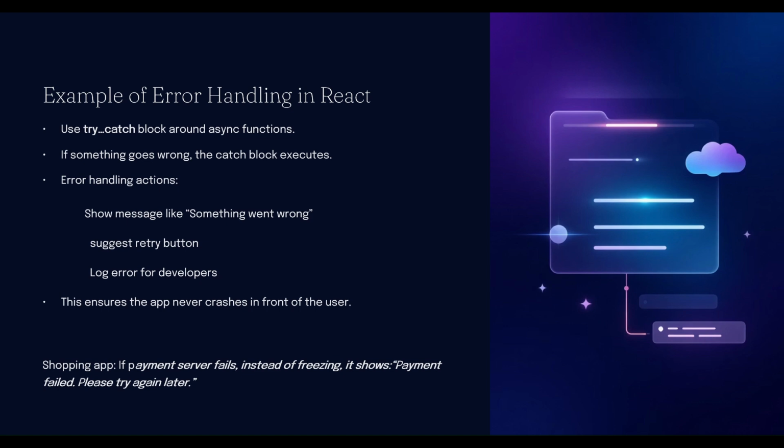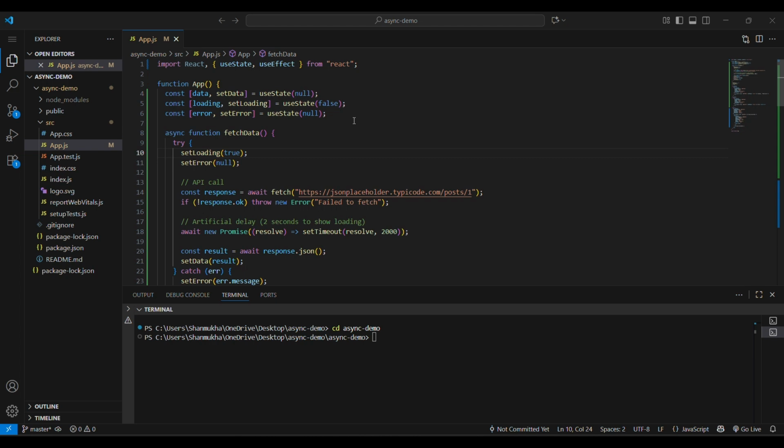Now we will see the code explanation. We have discussed loading states and error handling in theory. Let's quickly see a small React example to understand how it works in practice. A demo. Now we will see the code explanation.